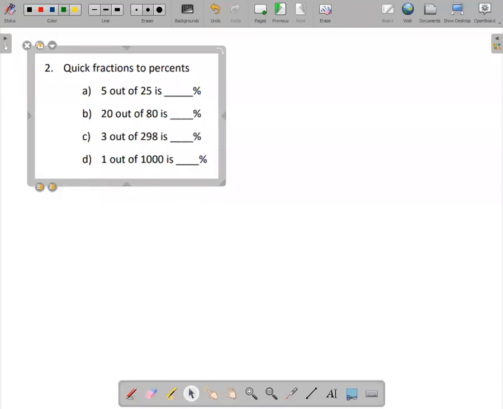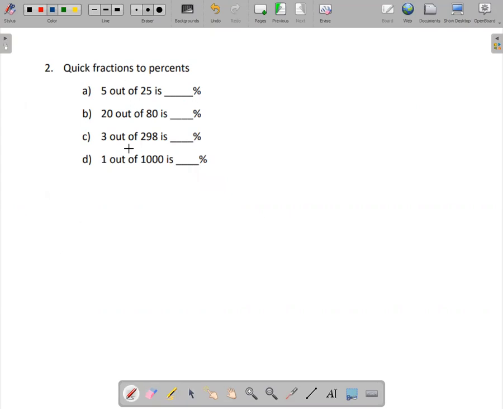All right, so for number 2, I'm just going to go over how I would do it. I'm just going to do a couple of these because I want you to think about some. 5 out of 25 is what they want me to do. I want that to be a percent. Tony's giving me the answer. So percent is out of 100, right? What would you multiply by 25 to get 100? So we should do the same thing to the top. So it should be 20%.